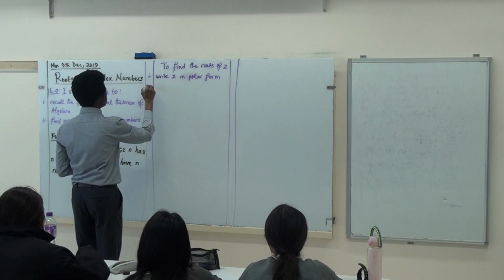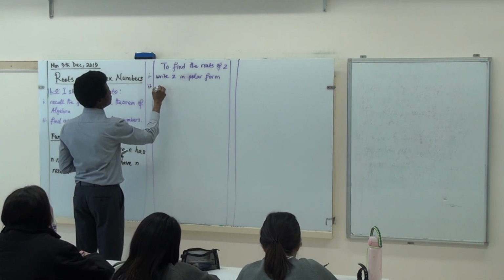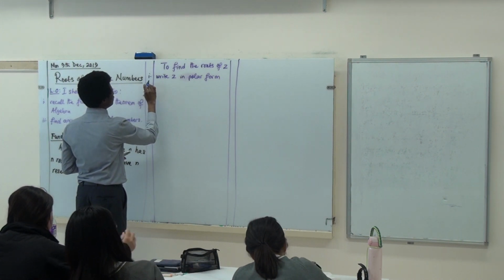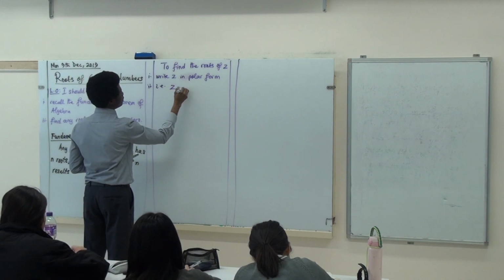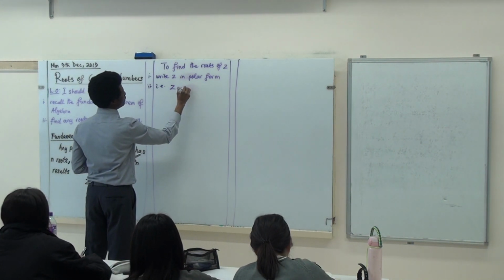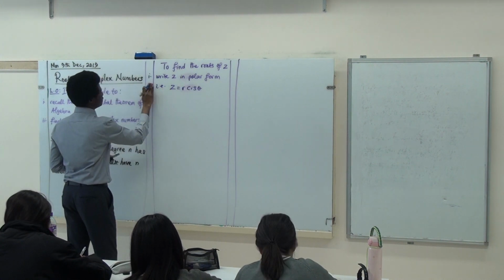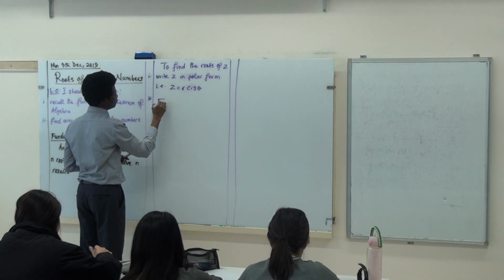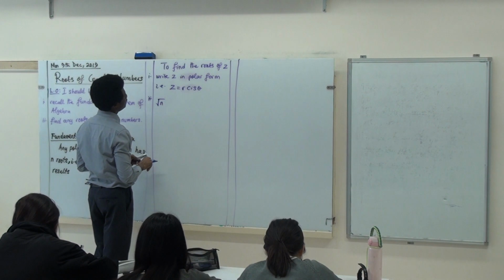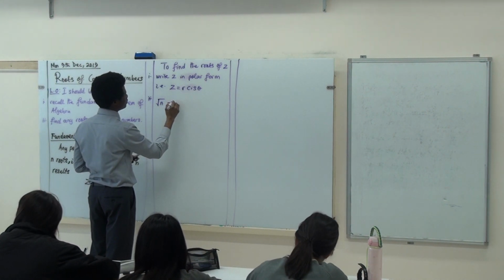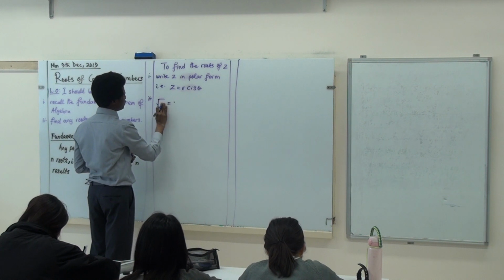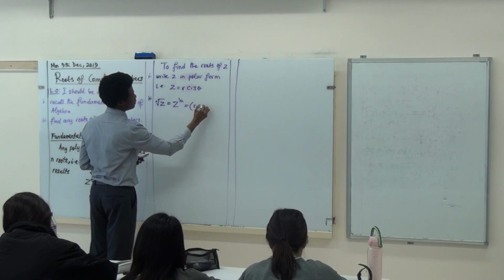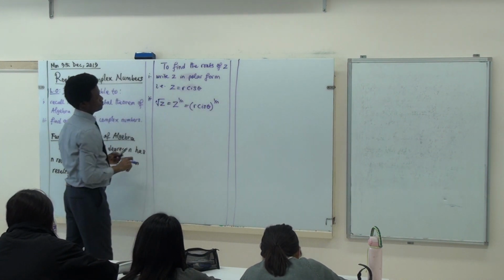Okay? Let me put it this way. That is z equals R CIS theta. Second, the roots. The nth root of z will be z raised to the power 1 over n, which is going to be your R CIS theta to the power 1 over n.